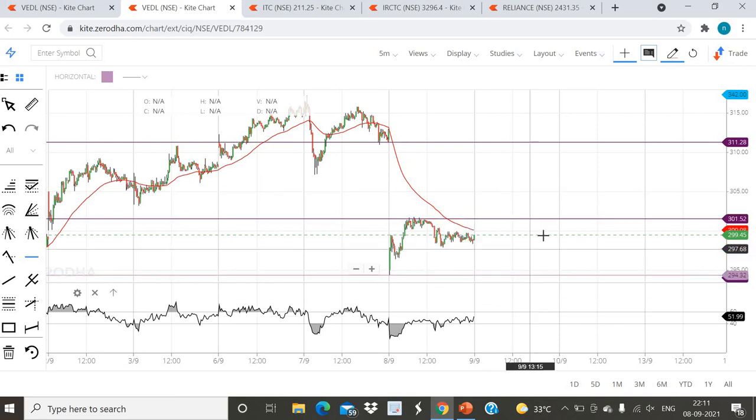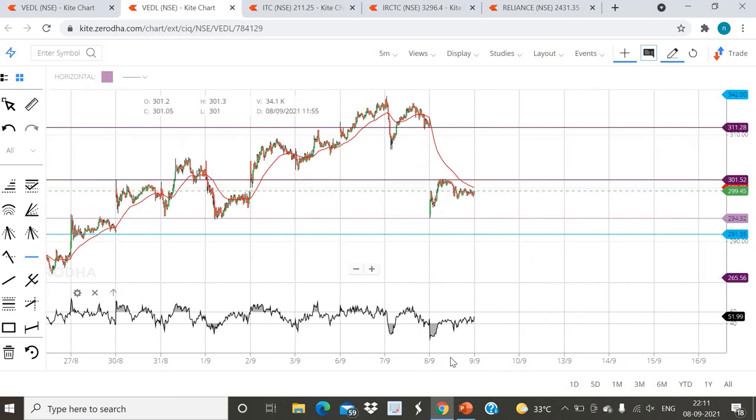So these are my views and the levels that we are going to look into on 9th of September, tomorrow. Hope you all got some idea from this. Soon we will do a webinar or a video on price action setups.